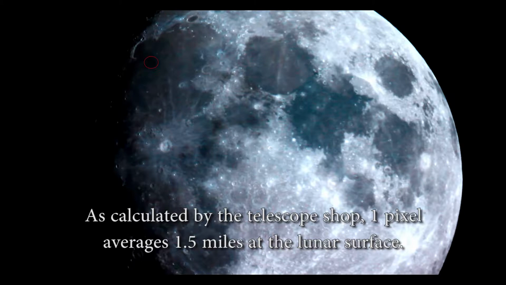Okay, so here's where it gets interesting. Let's find out how big the shadow of this UFO is. So what I did is I ran the video forward to the best view of the shadow, and you can see it circled here. Basically, the scope shop told me that a single pixel at the lunar plane with my setup averages 1.5 miles. One pixel in this picture averages 1.5 miles. So let's see if we can prove that out and get a size for this object.